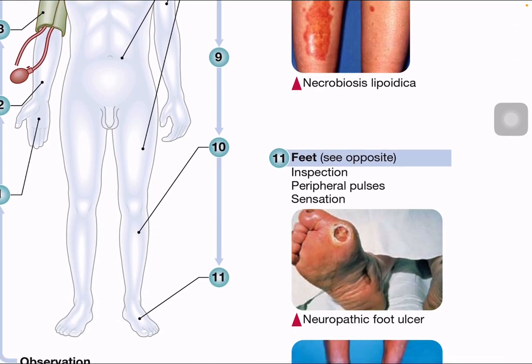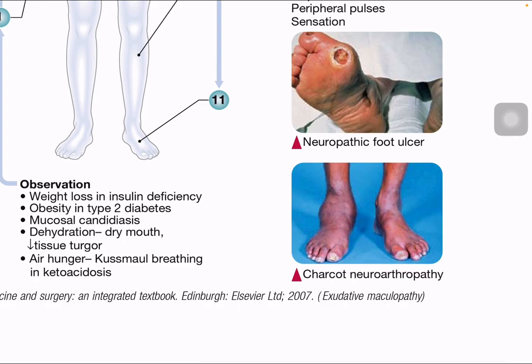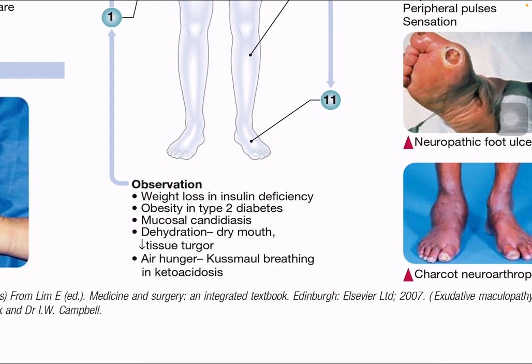In the feet, we must check for any foot ulcer, neuropathic or venous or arterial ulcer, foot deformity like Charcot neuroarthropathy. We must check the weight. Is there any significant weight loss or any obesity? For associated infection, in the mouth, we have to check whether mucosal candidiasis is present. Patient may present with diabetic ketoacidosis. In that case, the patient may present with abdominal pain, tenderness, vomiting, dehydration, and breathing problems. This is a very acute complication and can result in death if not treated properly.